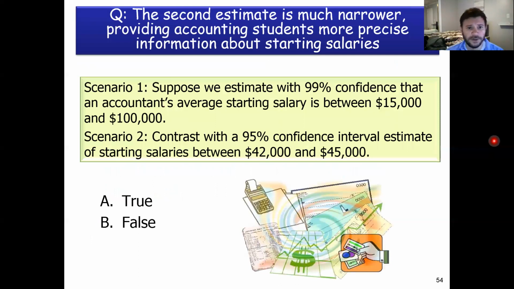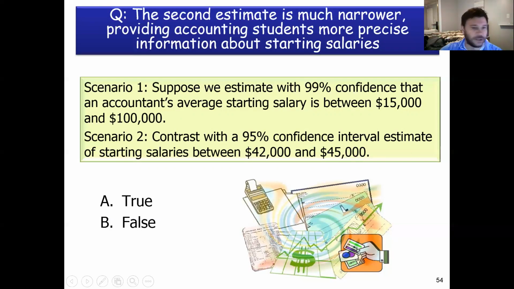In scenario one, we have an estimate with 99% confidence that an accountant's average starting salary is between $15,000 and $100,000. In scenario two, we would contrast that with a 95% confidence interval, so a little bit less confident. But now you'll notice that interval estimate is much smaller. The starting salary lies between only $42,000 and $45,000. So we only have a confidence interval of length 3,000, meaning we gave ourselves a margin of error of about 1.5 thousand on either side of our sample mean here.